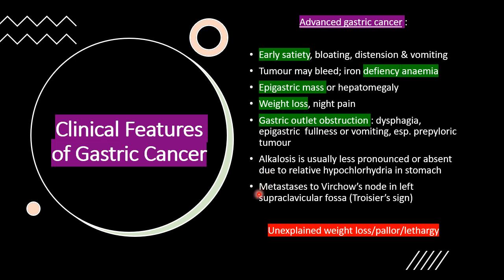Late signs will include metastasis to the Virchow node in the left supraclavicular fossa, which is known as the Troisier sign, and unexplained weight loss, pallor, and lethargy. In an elderly patient, we must always think of carcinoma of the stomach, and he must be investigated with an OGDS.